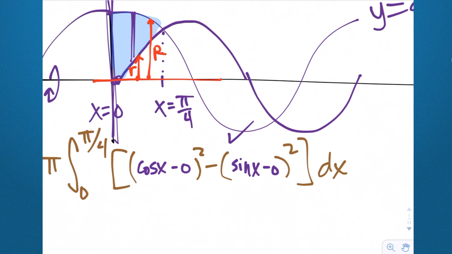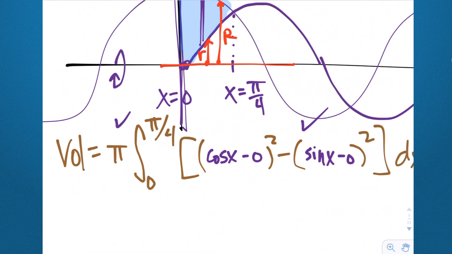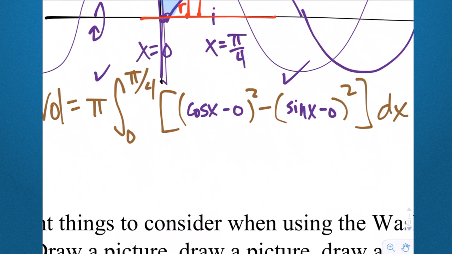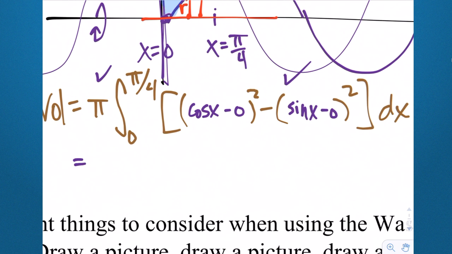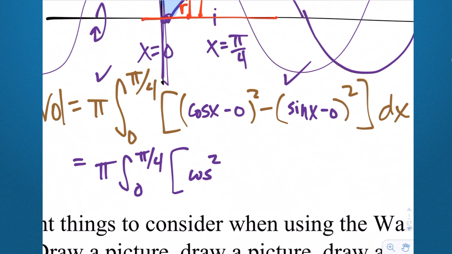And congratulations, you get yourself 2 of the 3 checks. One for the integrand, typically, and one for the intervals of integration with the correct coefficient pi out front. Now, if we were going to put it into the calculator or do it by hand, we would probably simplify either way. So that ends up being cosine squared minus sine squared, which I think I'm feeling a double angle identity coming on.